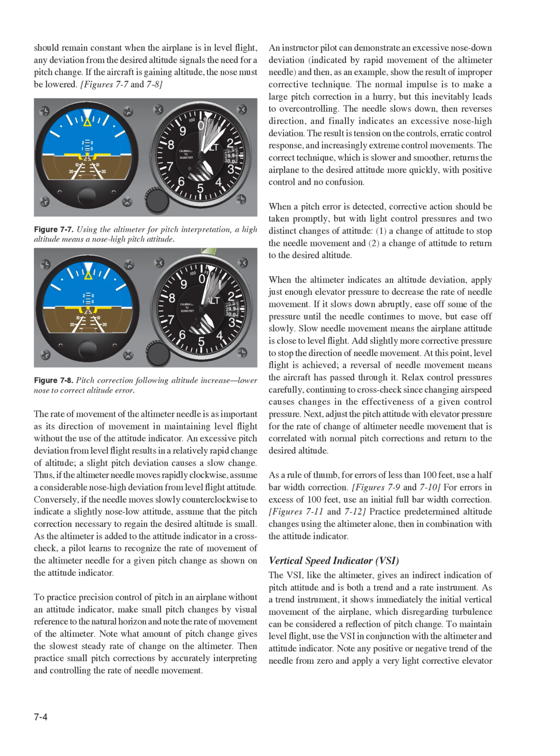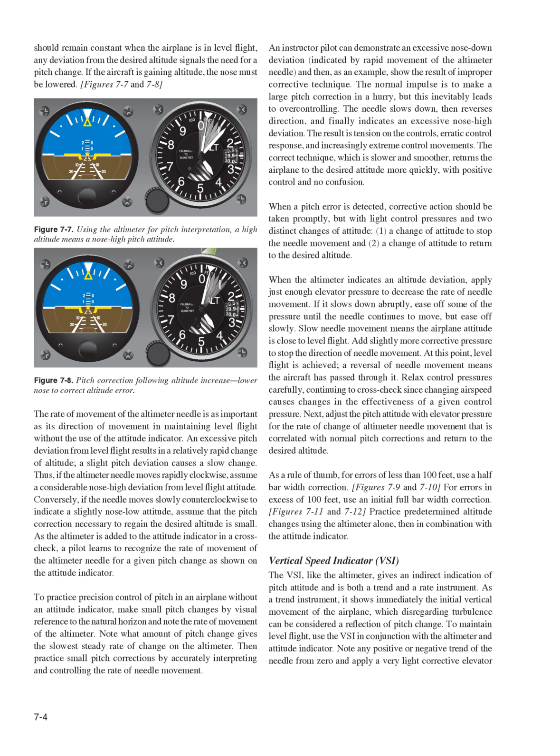Relax control pressures carefully, continuing to cross-check since changing airspeed causes changes in the effectiveness of a given control pressure. Next, adjust the pitch attitude with elevator pressure for the rate of change of altimeter needle movement that is correlated with normal pitch corrections, and return to the desired altitude. As a rule of thumb, for errors of less than 100 feet, use a half-bar width correction. Figures 7-9 and 7-10: for errors in excess of 100 feet, use an initial full bar width correction. Figures 7-11 and 7-12: practice predetermined altitude changes using the altimeter alone, then in combination with the attitude indicator.